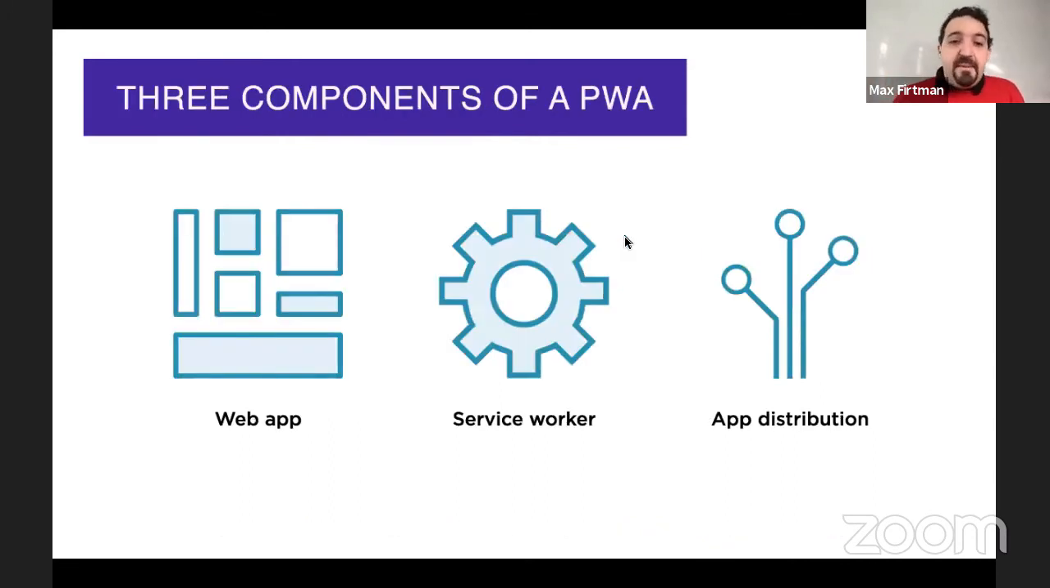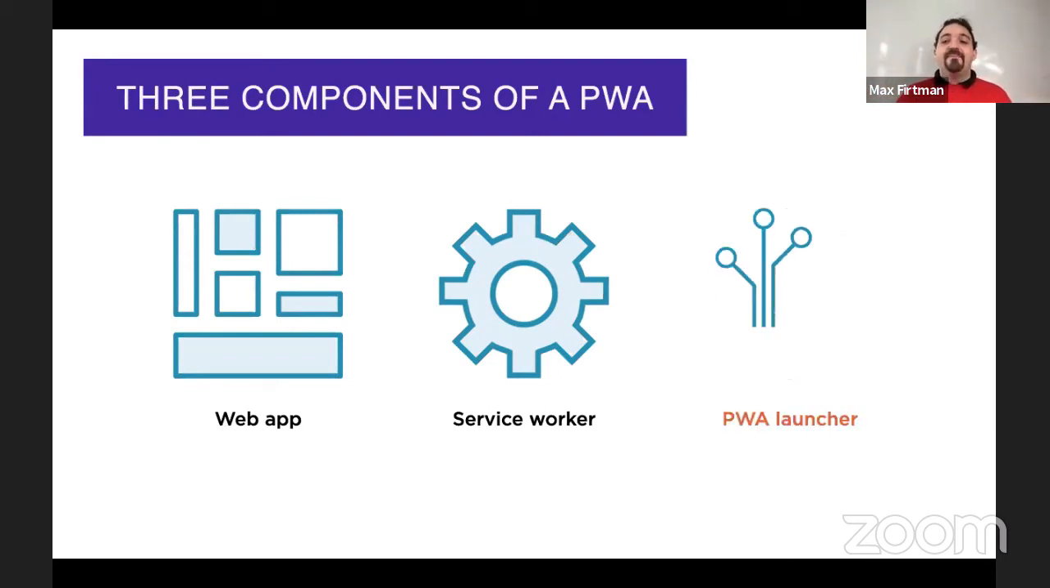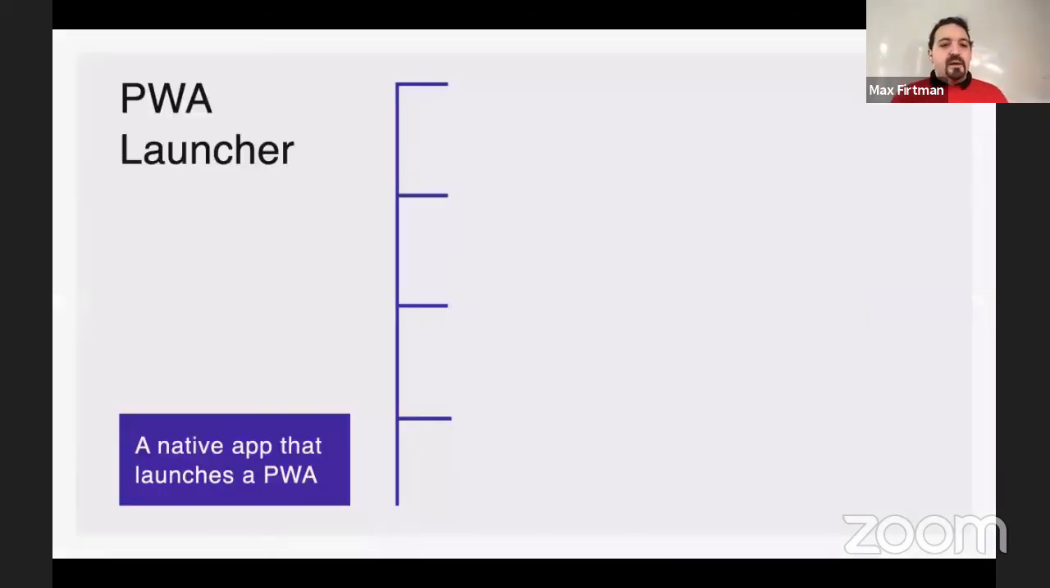Typically we have three main components in a PWA: a web app, a service worker, and an app distribution method, for example, the web app manifest. Well, in this case, the PWA launcher is actually on that side. It's actually going to be the wrapper, if you want, of your service worker and the web app. So a PWA launcher is a native app that just launches a PWA. It doesn't contain the PWA. Okay, so it's a launcher. It's an icon that will appear in the home screen or in the start menu or in the app launcher menu that will actually launch the PWA.